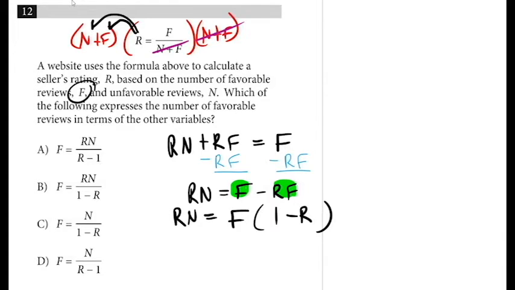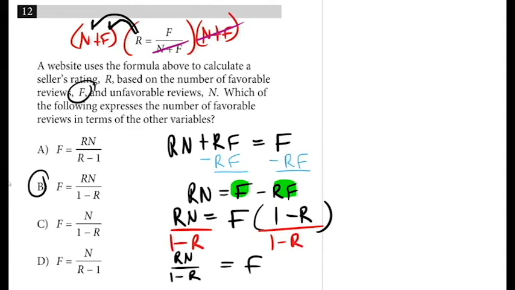That little factoring operation allowed us to get f by itself because now we can divide both sides by 1 minus r. So on the right-hand side, we have f. On the left-hand side, we have Rn over 1 minus r, which matches answer choice B.